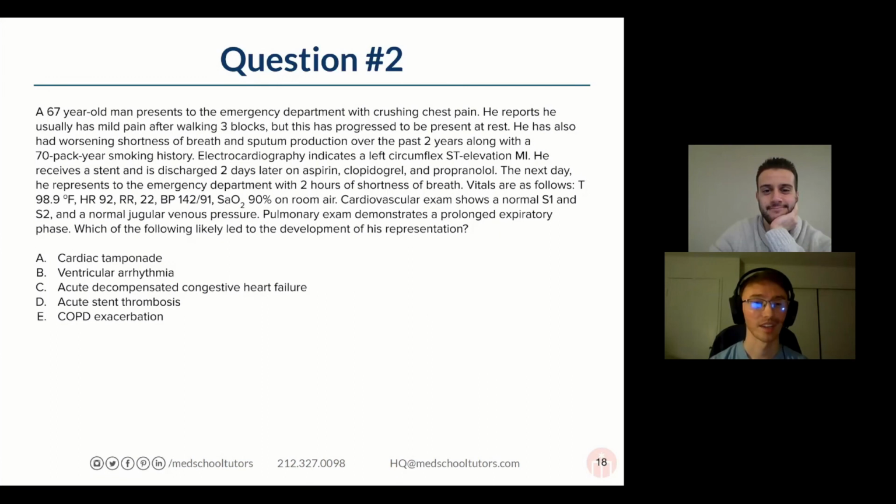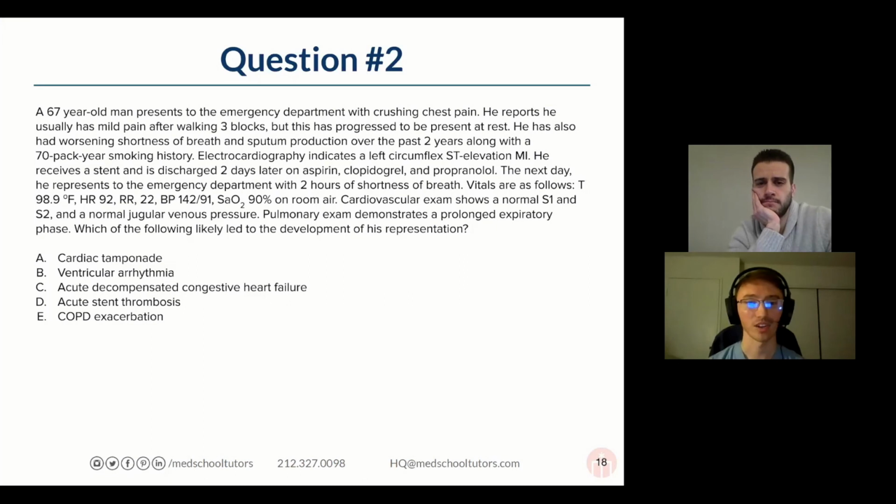Okay, so he's in the hospital and he's getting an EKG, which indicates a left circumflex ST elevation MI. Perfect. So whoever said MI at the beginning, you can give yourself a pat on the back. So he's having an ST elevation MI. He receives a stent and is discharged 2 days later on aspirin, clopidogrel, and propranolol.